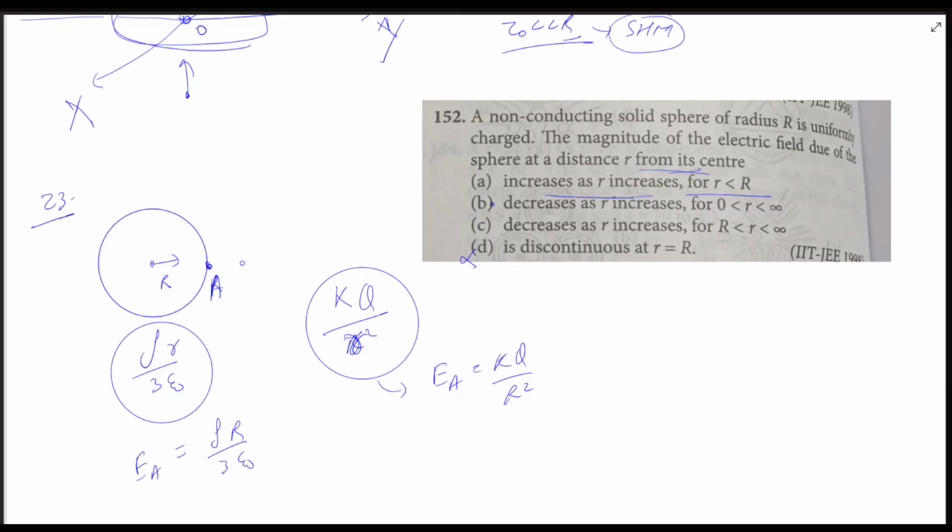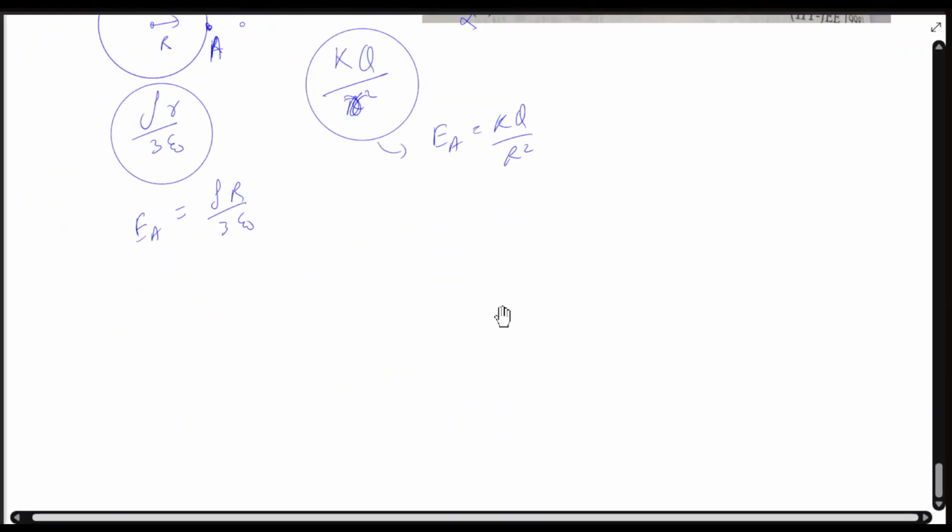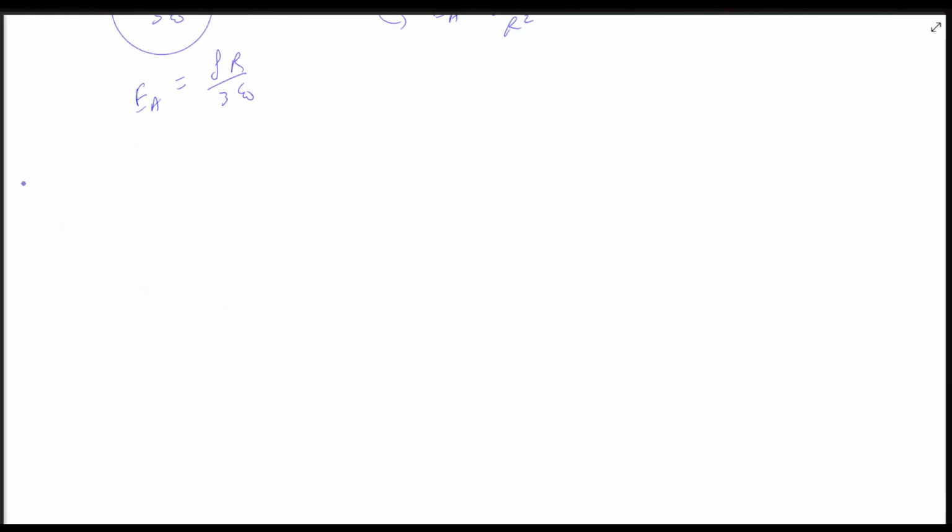Increases as r increases for r less than R, correct. Decreases as r increases for... no, this is wrong. Decreases as r increases for r greater than R, this is correct. So A and C will be the options. So this is a basic class 12th question, right? Now the last question, 24th.